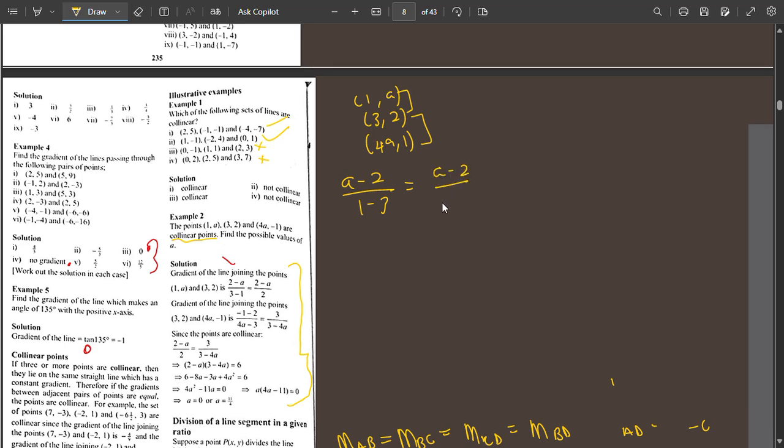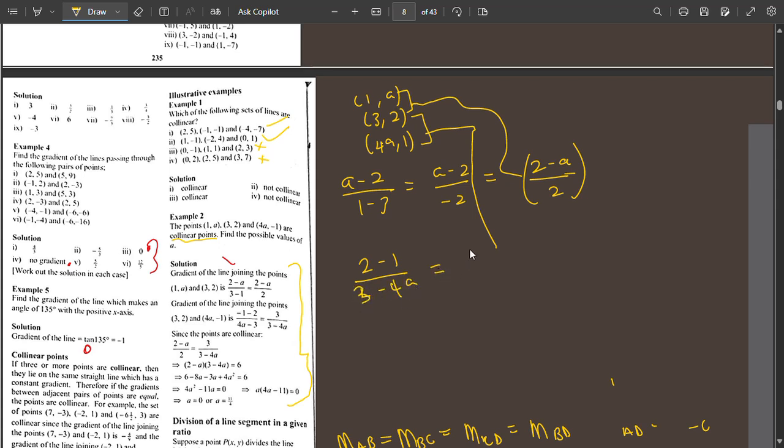That is equal to a over 2 minus 2, which I simplify to 2 minus a over 2. That's the gradient for this pair. Now let's see the gradient for the next pair. For the next pair, we'll have 2 minus 1 over 3 minus 4a. If you subtract these, you get 1 over 3 minus 4a. This is the gradient for the next pair.